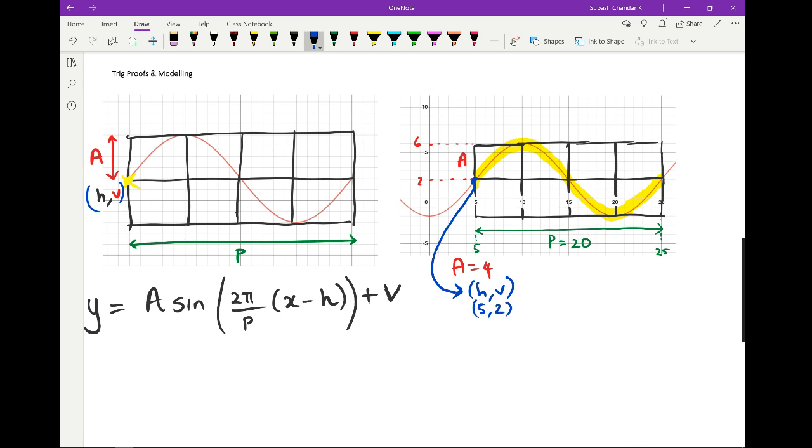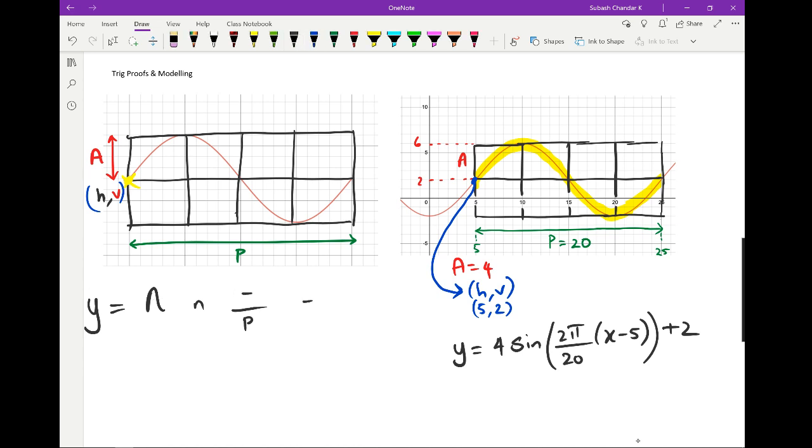All right, so that's it. You've got the equation of this graph now. What happened to my colors? Oh no, they all changed. I just realized my entire color scheme has changed. Oh, that sucks. It's all right, I will rewrite that equation. So here I'm going to have y equals a, where a is 4. Then I've got sine 2 pi over p, which is 20, and then x minus 5, double bracket, and plus 2.